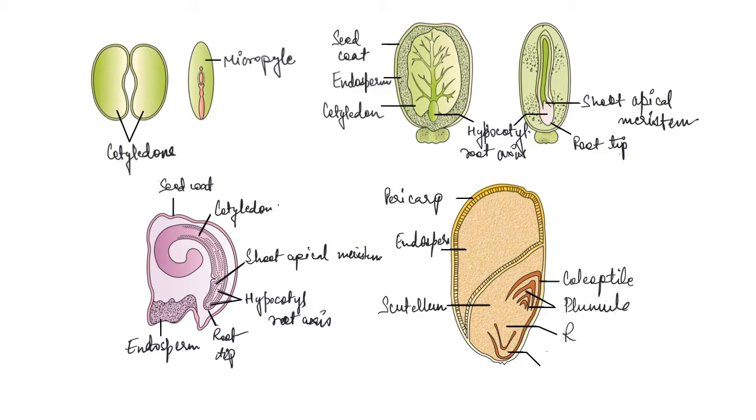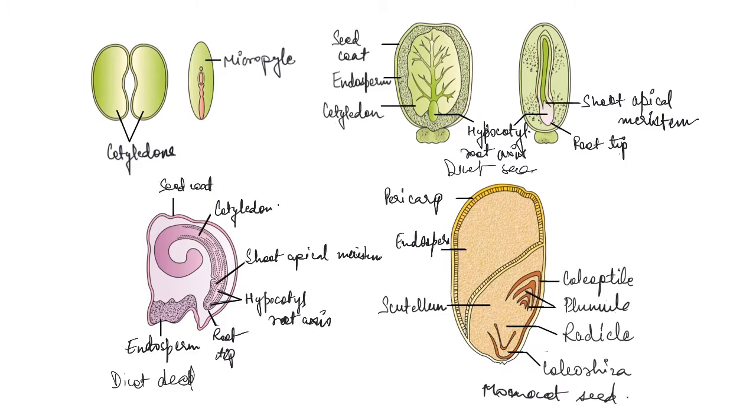right? This is the plumule, again, the shoot tip. This is the radicle, the root tip, and we have the coleorhiza, which covers the root tip, right? So this basically is a monocot seed, right? These are dicot seeds. This as well is the dicot seed. So here you are seeing nothing but different types of seeds of flowering plants, right?